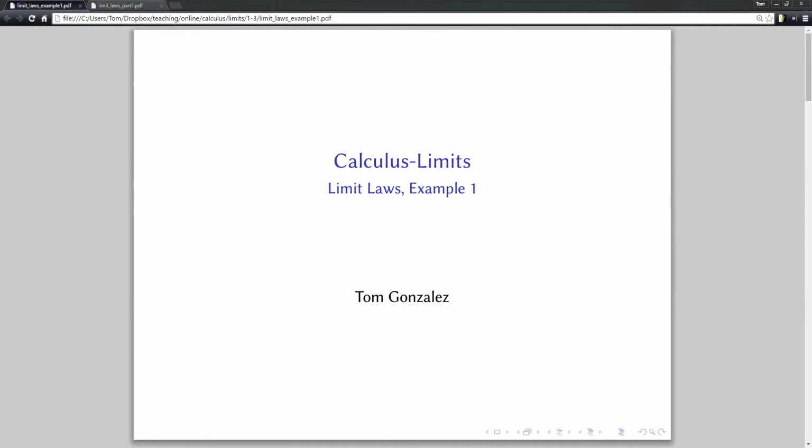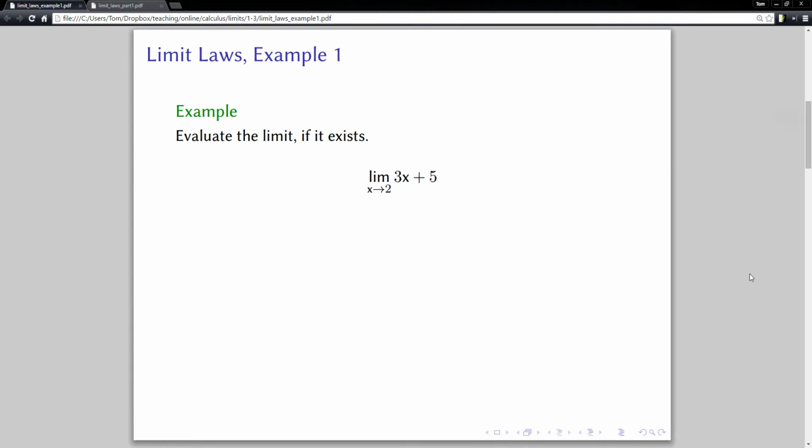In this video, we're going to take a look at applying the limit laws to compute some limits. This one's pretty basic, but we're just going to go step by step and show how the limit laws are used to compute these things. So right here, I want to evaluate this limit. The limit as x goes to 2 of 3x plus 5.